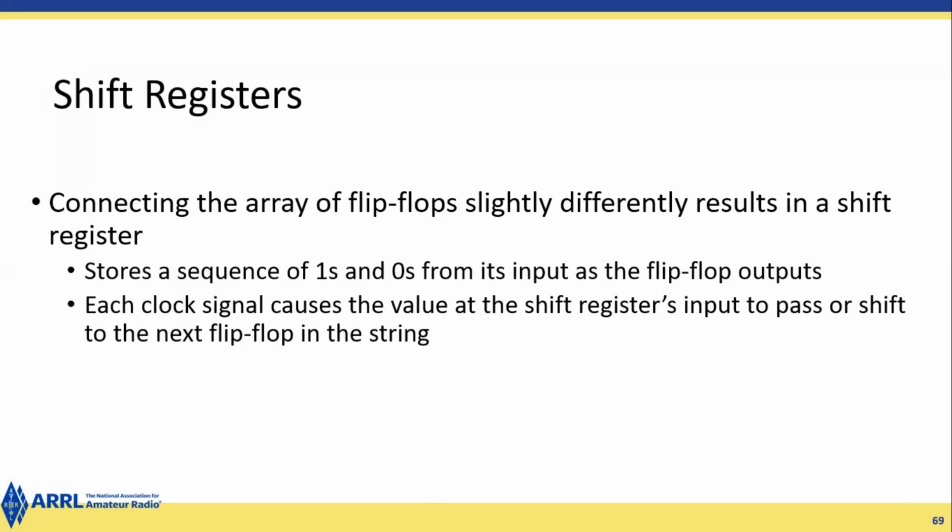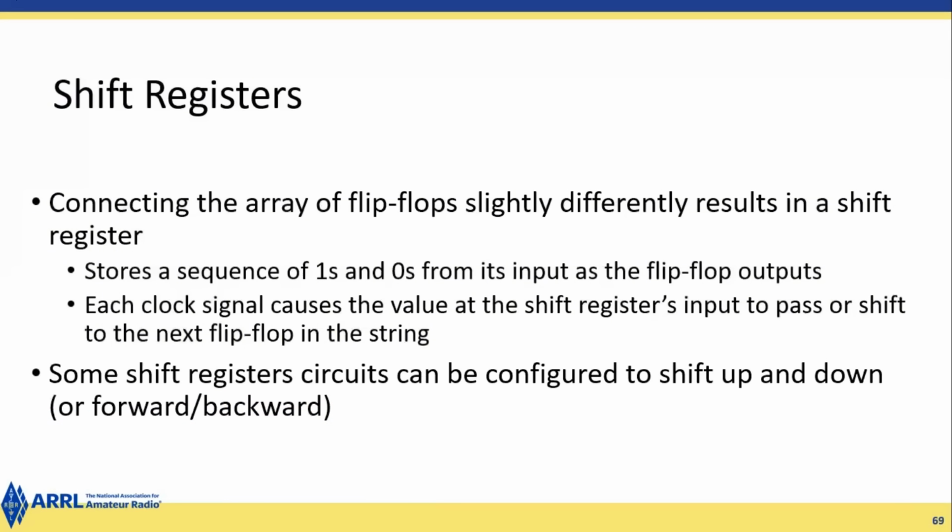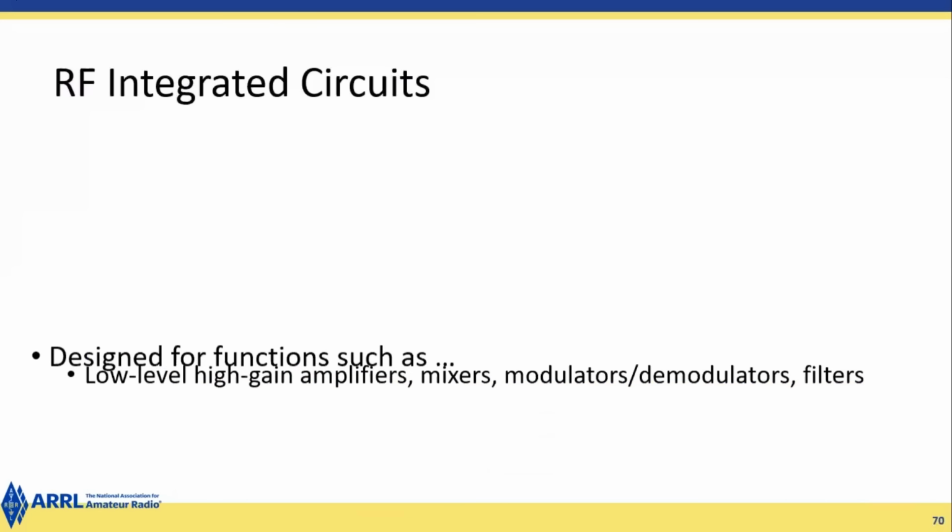If you connect the array of flip-flops slightly differently, it results in a shift register. A shift register stores a sequence of 1s and 0s from its input as the flip-flop outputs. Each clock signal causes the value at the shift register's input to shift to the next flip-flop in the string. Some shift register circuits can be configured to shift up and down, or forward and backward. It is a simple form of digital memory.